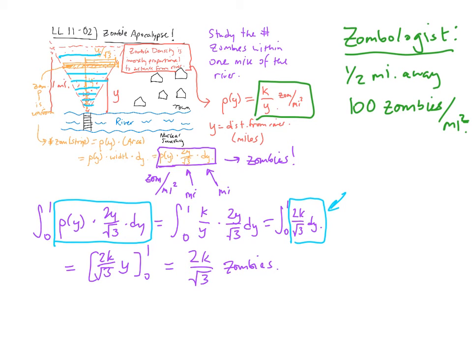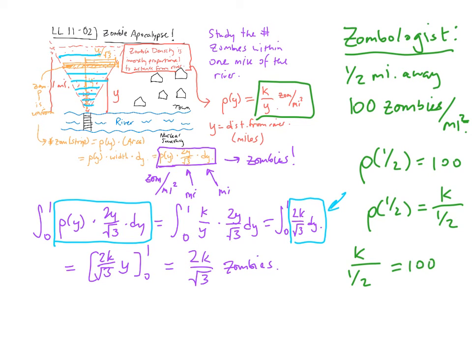So could I then use that to determine the value of k in this formula? And I think that I could do that. So how's that going to work? That means that rho of 1/2 is known to be 100. But according to my model, rho of 1/2 is equal to k, whatever the constant k is, divided by 1/2. So that means that k over 1/2 is equal to 100, and therefore k is equal to 100 times 1/2, which is 50. So then that'll tell me two things. Number one, it'll tell me that the zombie density, y miles away from the river, is not just k over y, it's actually 50 over y zombies per square mile.